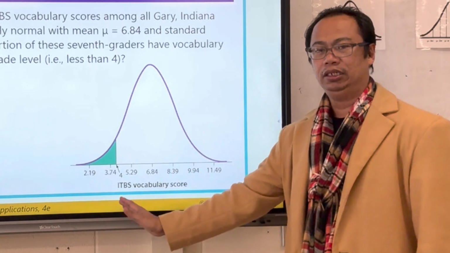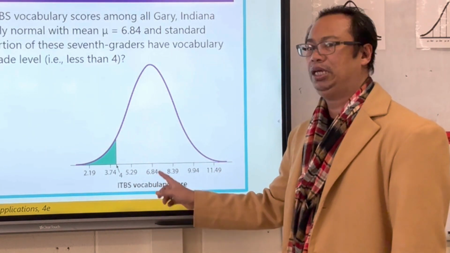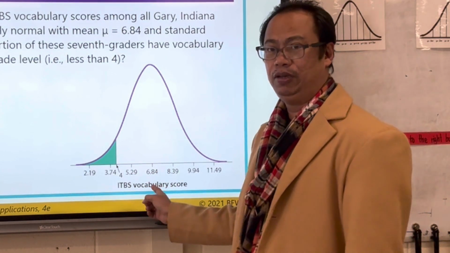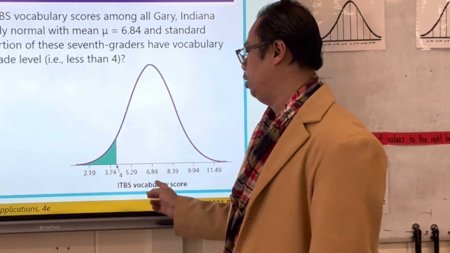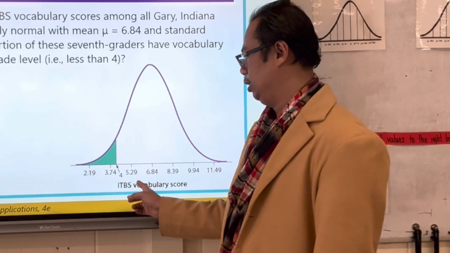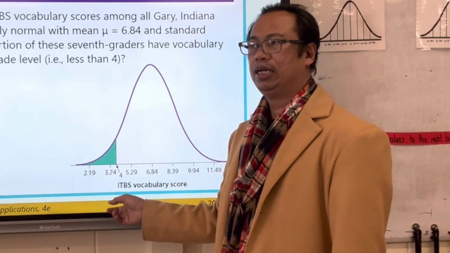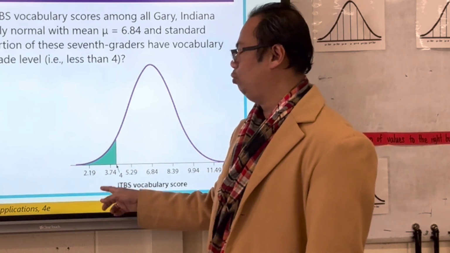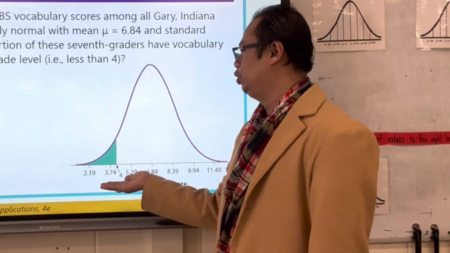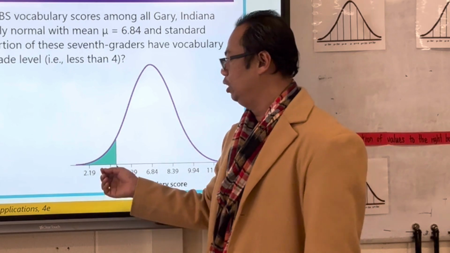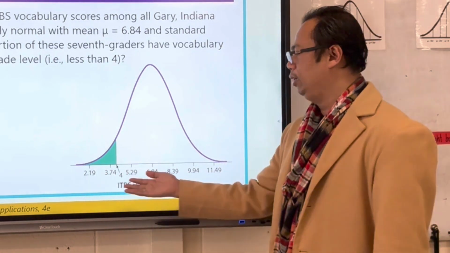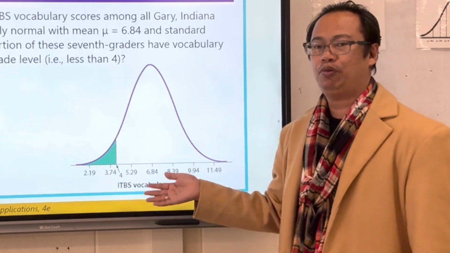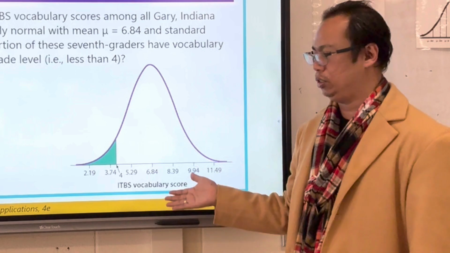On the other side, on the left side of the mean, we subtract 1.55. So from 6.84, we subtract 1.55, we get 5.29. Then we subtract again 1.55, so we get 3.74. Then we subtract again 1.55, so we get 2.19. Alright? So that's how we come up with this number line scale. We get it from the mean and the standard deviation.